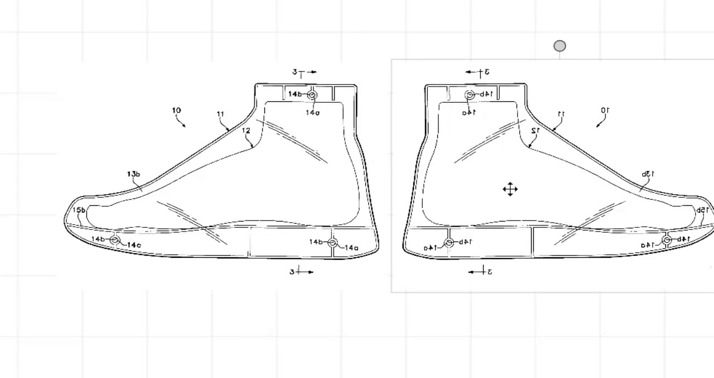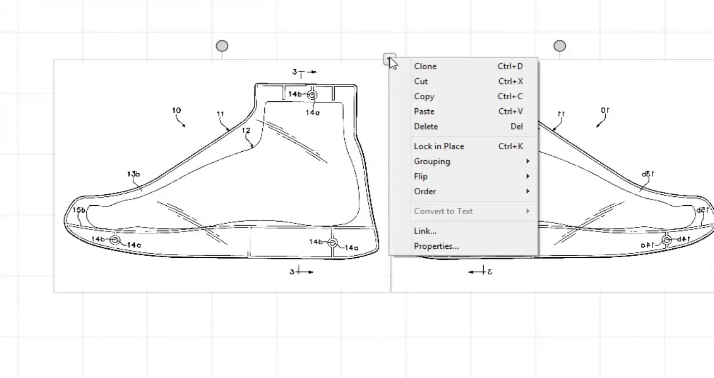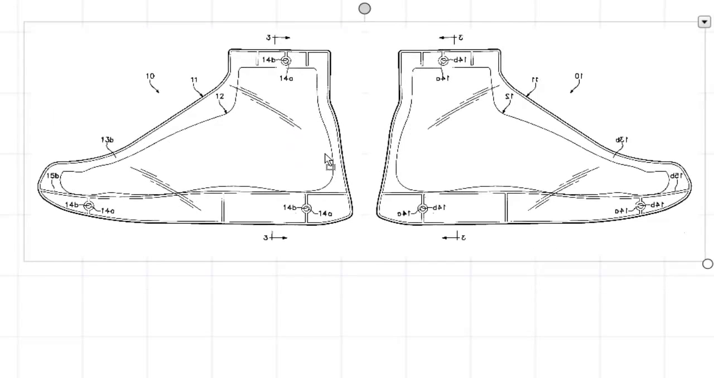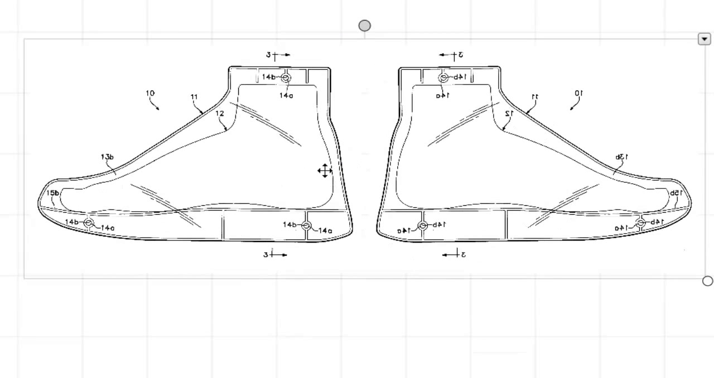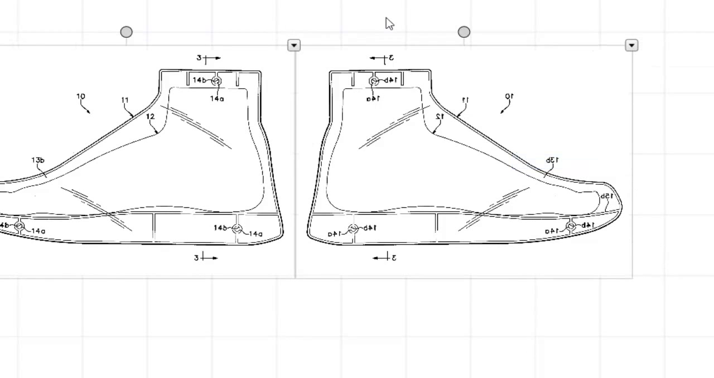You can also group objects together. Drag over the objects until they all show the selection box, then choose any of the drop-down menus and then group. They are now grouped together as a single item. Reversing the process ungroups the items.